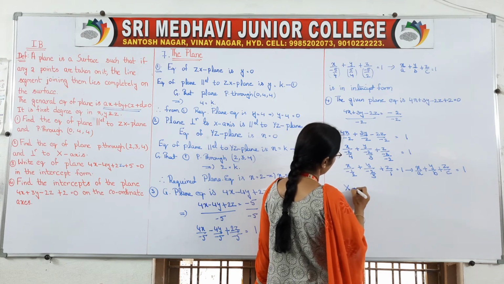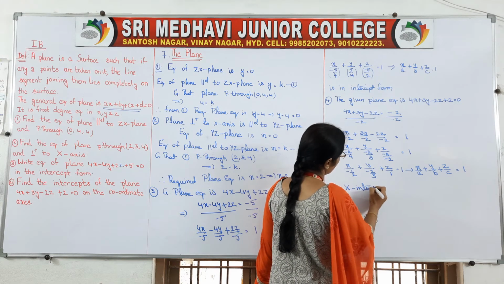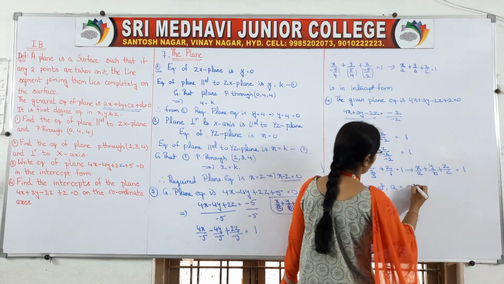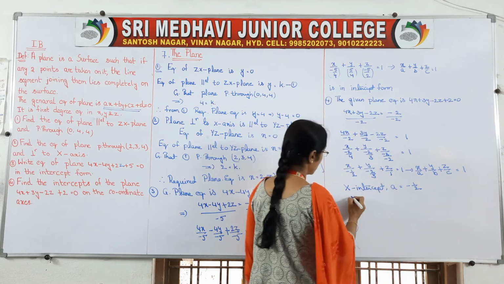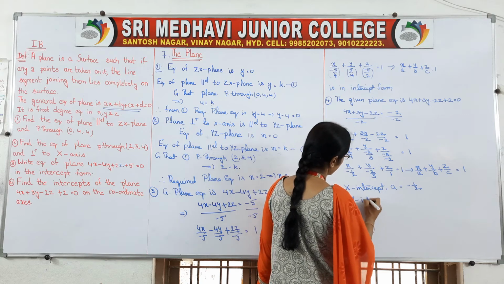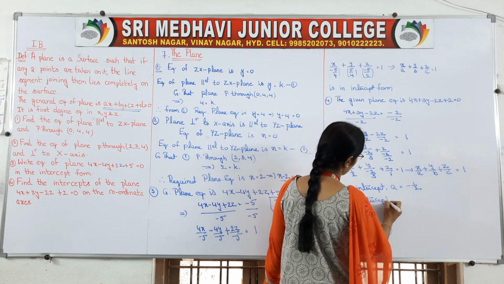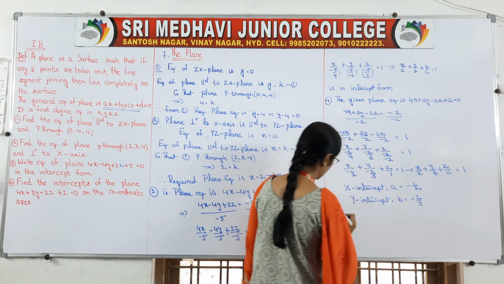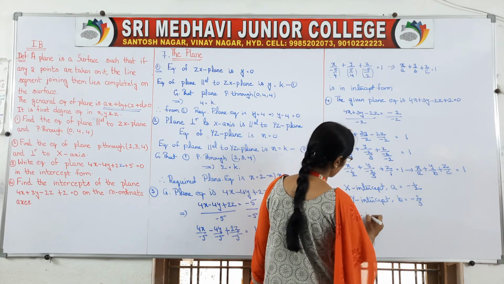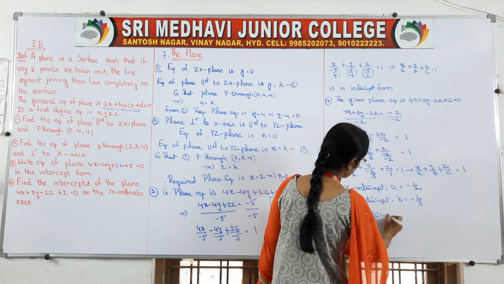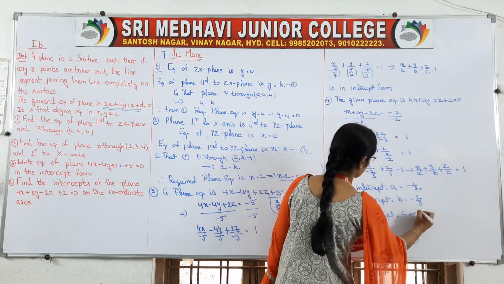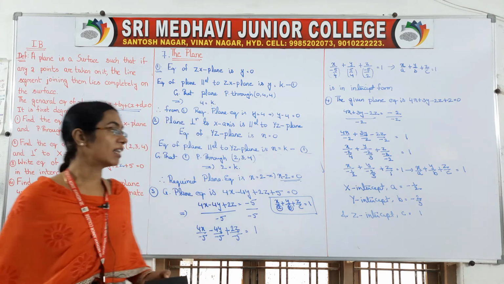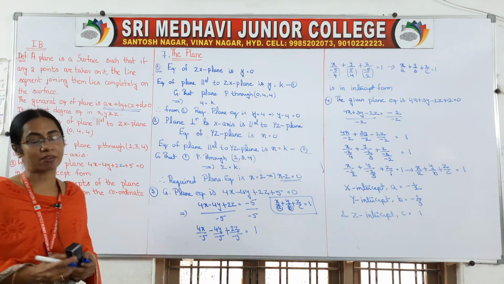So the x-intercept, which is a, is minus 1 by 2. Next, the y-intercept, what is that? The b value is minus 2 by 3. And the z-intercept, c, is equal to 1. So the question was to find the intercepts of this plane equation.